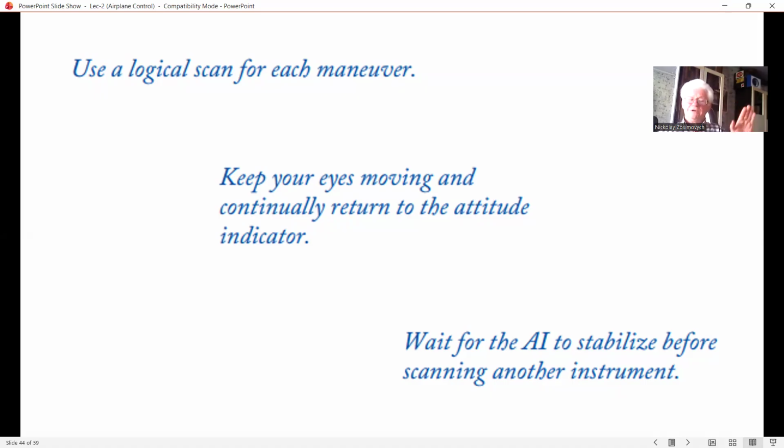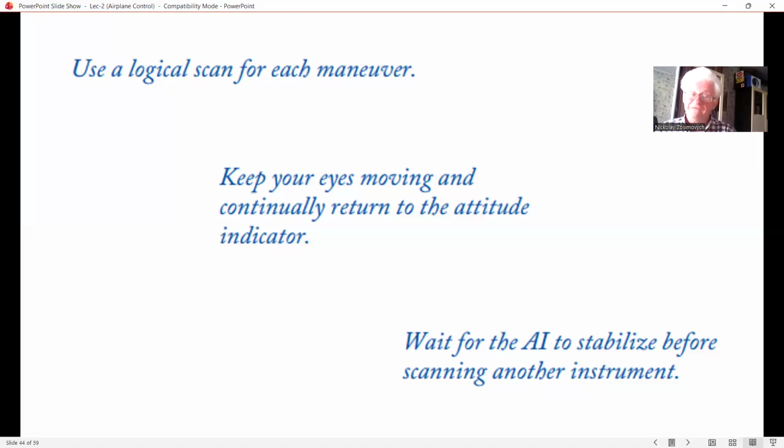There is no need to memorize particular scan patterns, since they will develop naturally as your training progresses. Do not allow the radial scan to break down. Avoid fixation on any one instrument, since this will certainly cause a breakdown in the radial scan and result in delayed recognition of deviation from the desired flight path and/or airspeed.